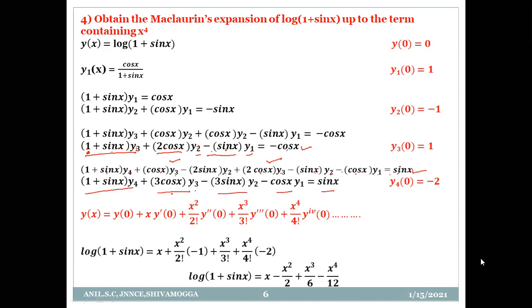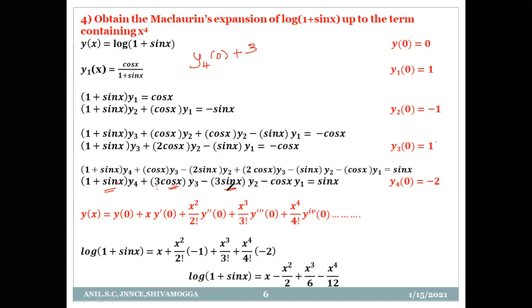Now put x equal to 0 and find this functional value. When x is equal to 0, this will be sin 0. Sin 0 is 0. 0 plus 1 is 1. 1 into y4, where y4 means y4 of 0. 3 into cos 0. Cos 0 is 1. 3 into 1 is 3, into y3. y3 is also 1. 3 into 1 is 3.